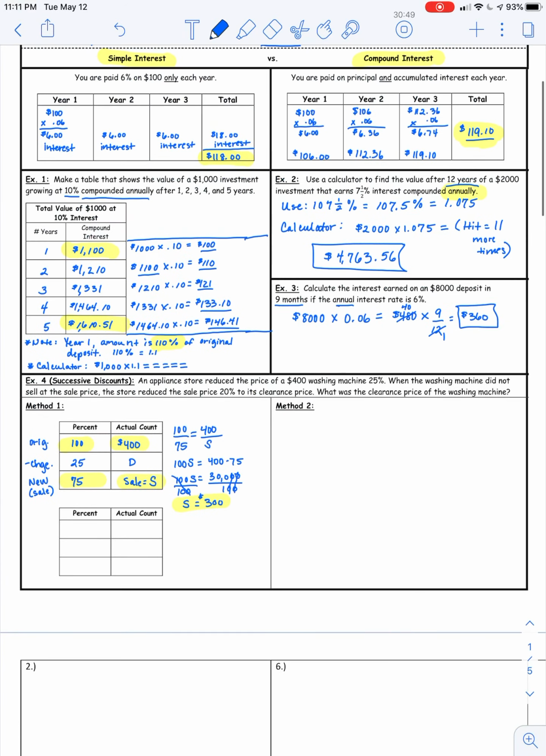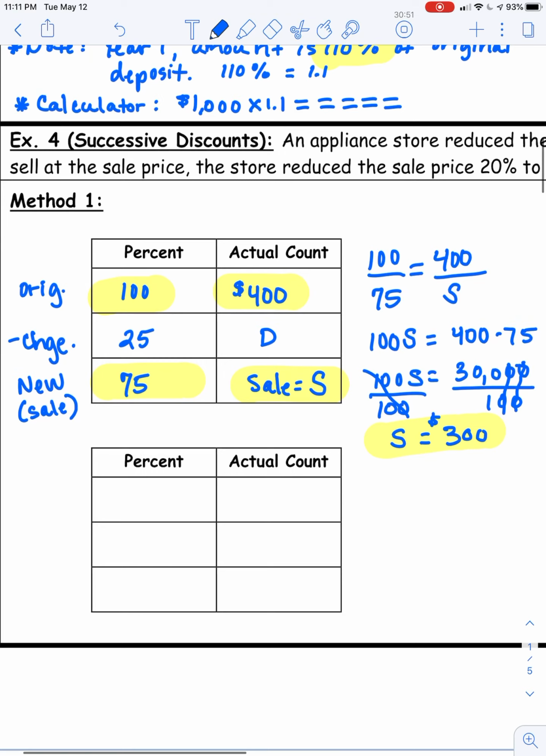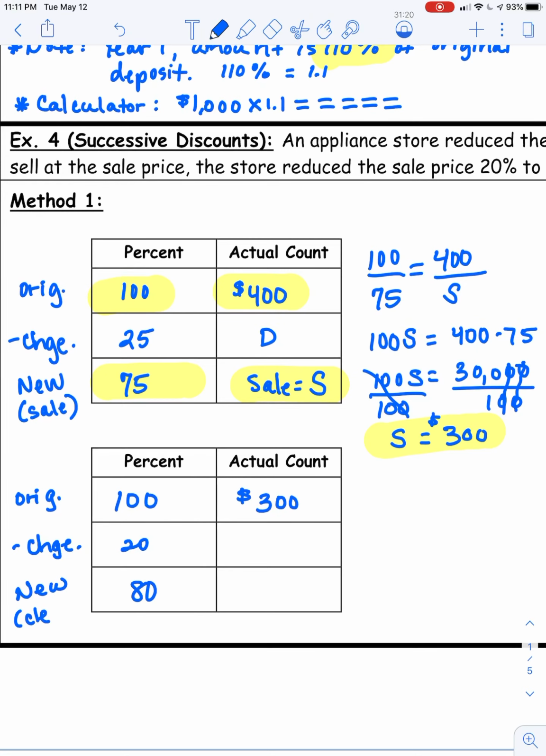So let's go back up to our ratio box and fill this in. Now our original is always going to be 100%, but in this case, it's $300, because we're going to discount the sale price. The sale price was $300, so it's like a second discount. We're going to subtract the change, which is 20%, and our new price is going to be 80%, which is actually our clearance price.